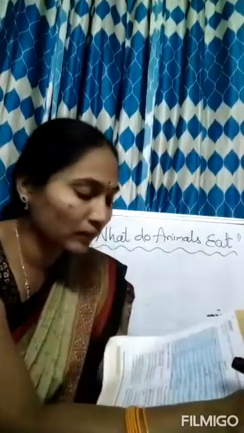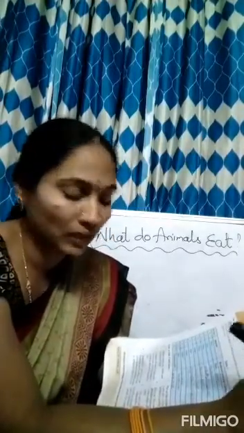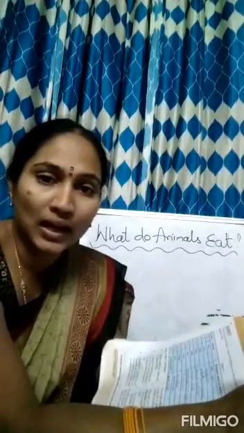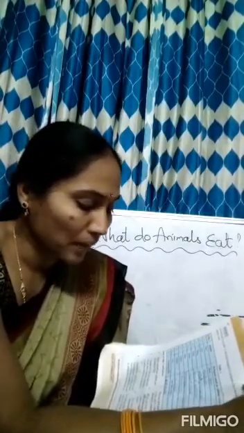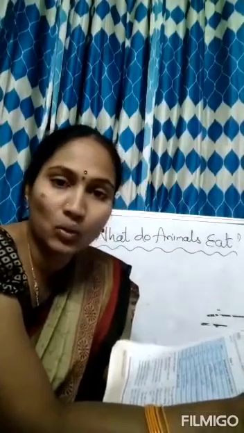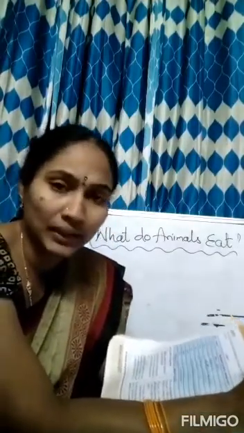Hen uses beak and claws. Cow uses mouth and nose. Dog uses mouth and tongue. Frog uses its tongue, teeth and legs. Snake uses its tongue and mouth. Man uses eyes, tongue, legs, hands, mouth. Lizard uses its tongue and mouth. Vulture uses its strong beak. So in this way, each one has its own body parts for taking food.